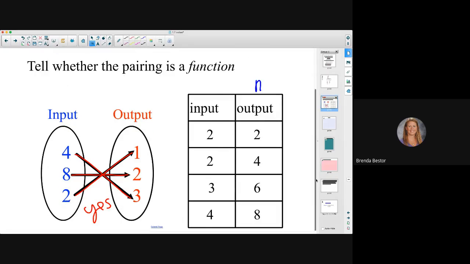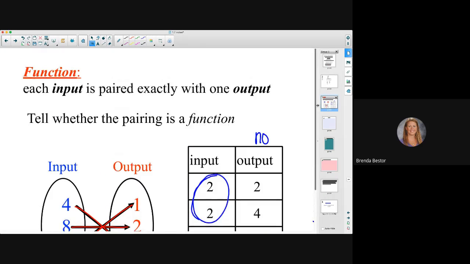And when you write no or not function, I want you to circle the two input numbers and say, that's not okay. You can't repeat the input. And maybe that would help if you put that up in the directions up here. Each input is paired with exactly one output. You can't repeat an input. The only way you could is if you got the exact same number. Well, why would you do that twice? That doesn't make any sense that you'd write it twice.